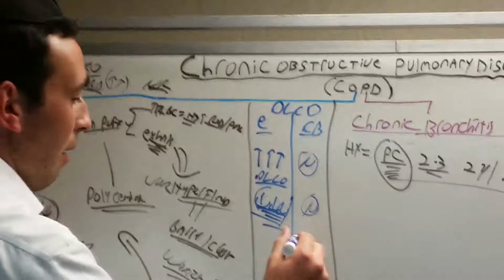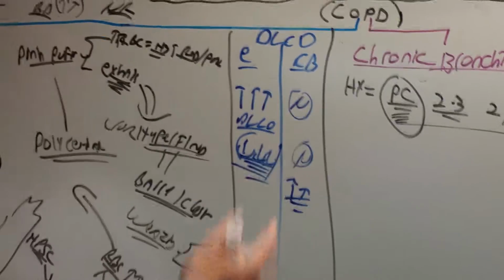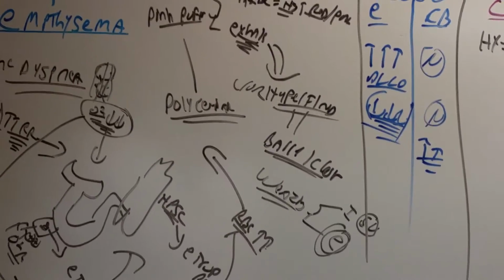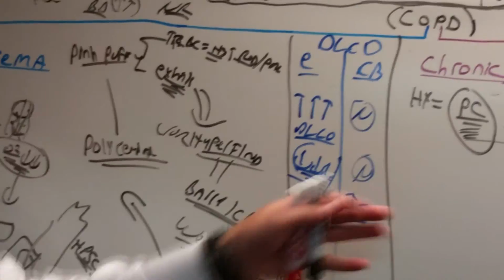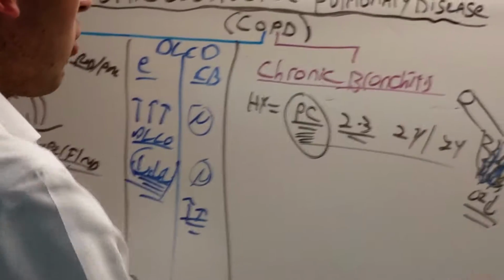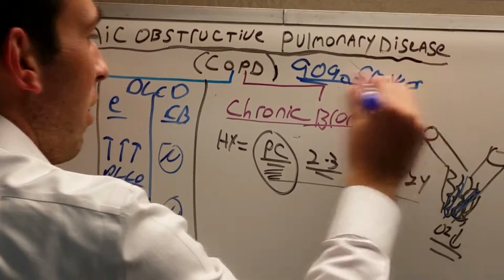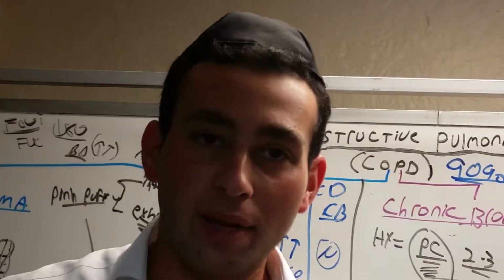You can see a mildly elevated DLCO, because you usually have some degree of damage to the alveoli, okay? It could also be somewhat elevated, okay? Now, in addition, for COPD, I forgot to mention this before, 90% of COPD patients are going to be smokers, okay? So if the patient is not a smoker, 90% of the time it is not COPD, okay?